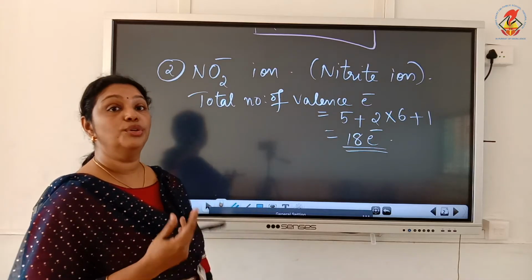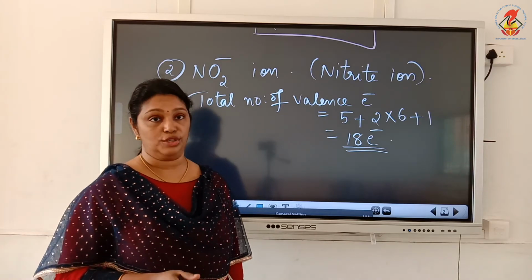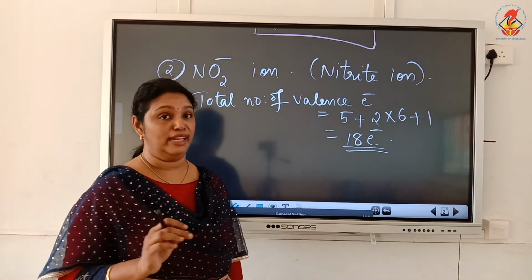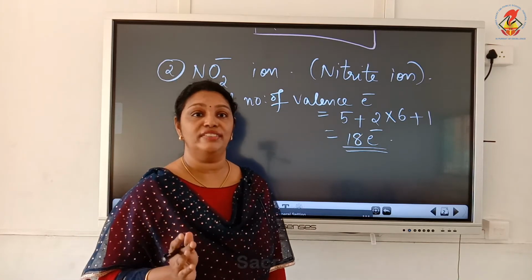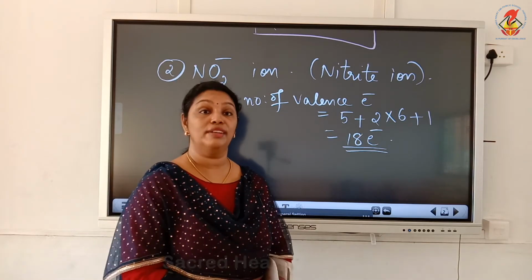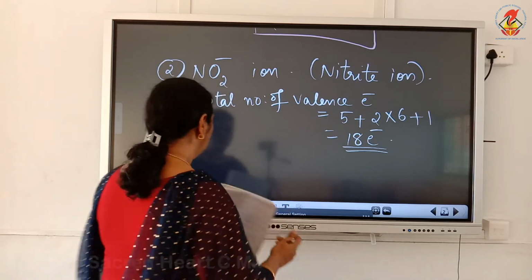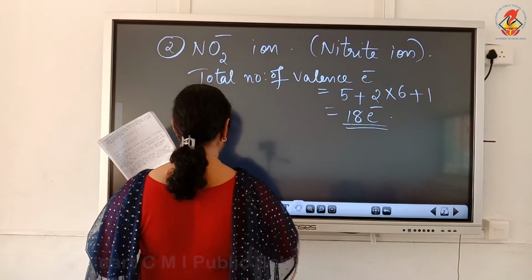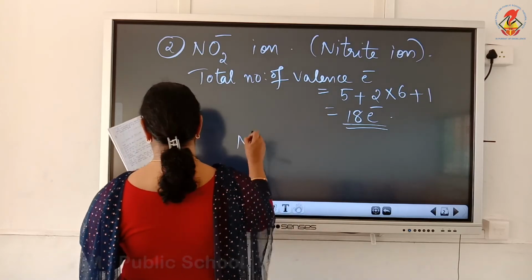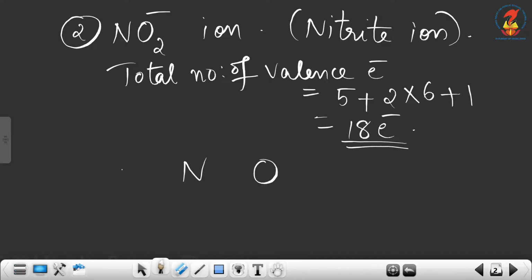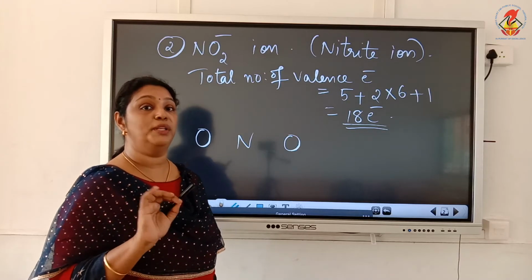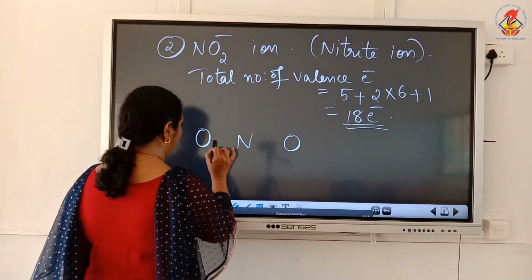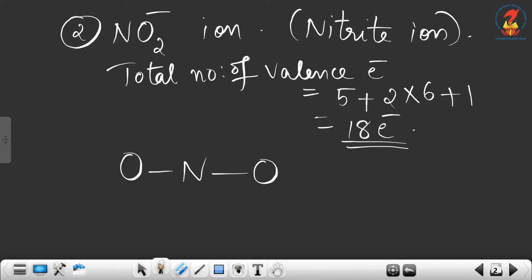Now, next step is to draw the skeletal structure. Now, NO2 minus, we have 3 atoms. So, which is the least electronegative atom? Nitrogen. So, that will come as the central atom. So, how will you write that NO2 minus? Nitrogen as the central atom and 2 oxygens on both sides. Okay. Now, next step is to put a single bond between each atom. So, I am going to put a single bond between this and this.